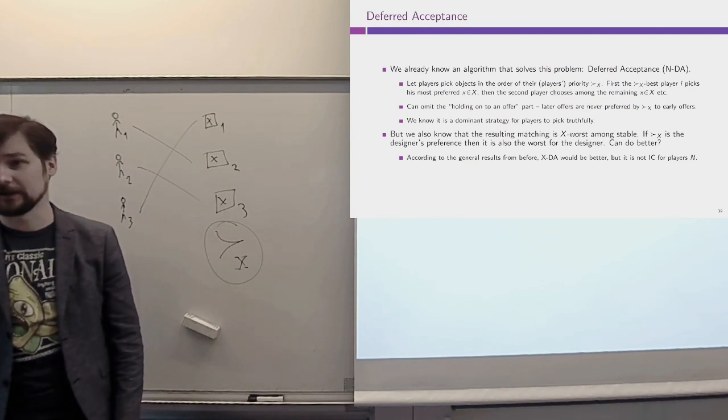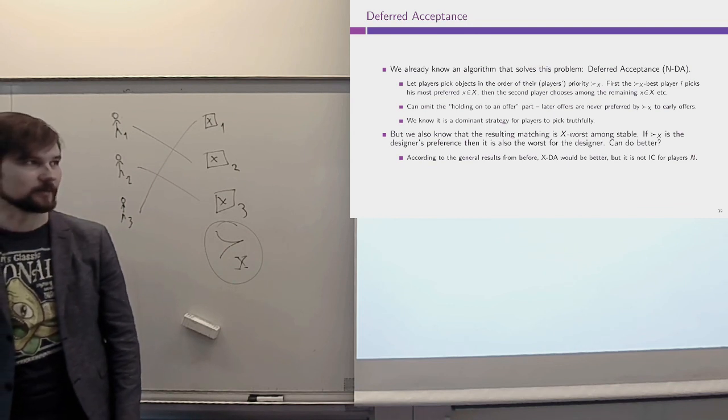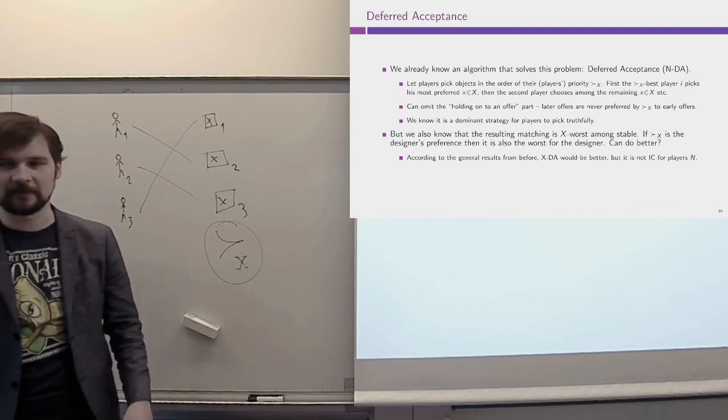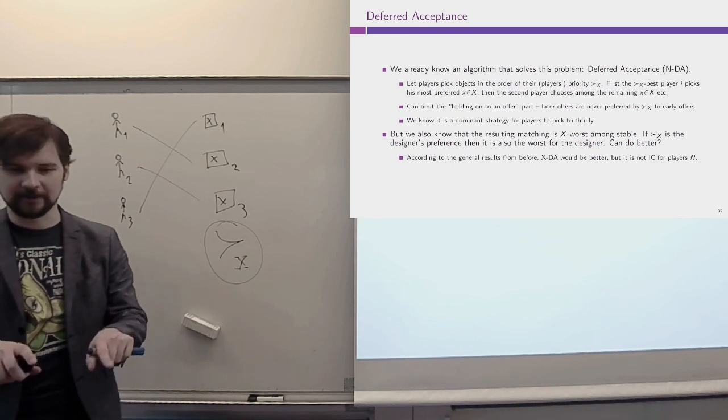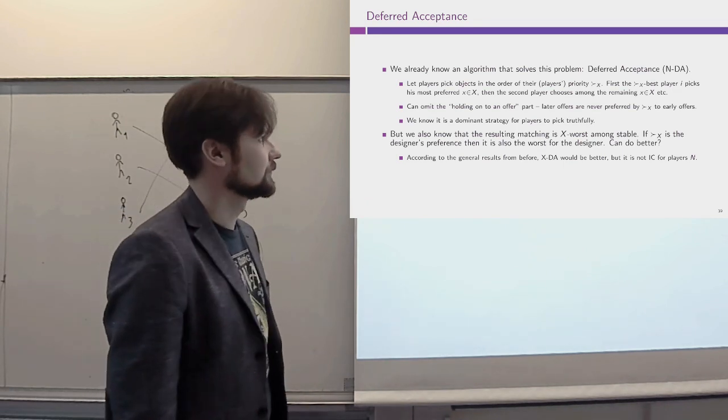This would be the deferred acceptance outcome. You can check that in your own time. Just pick some example with some preferences, run the two, and verify that you arrive at the same outcome.